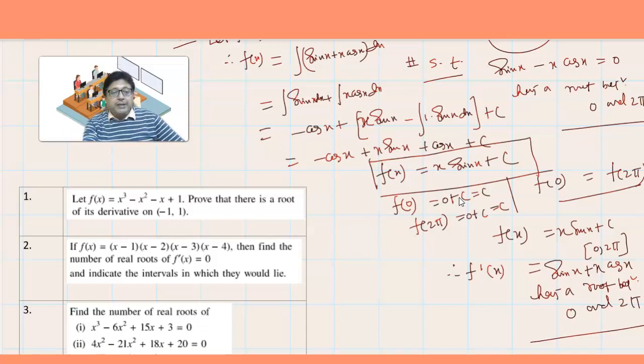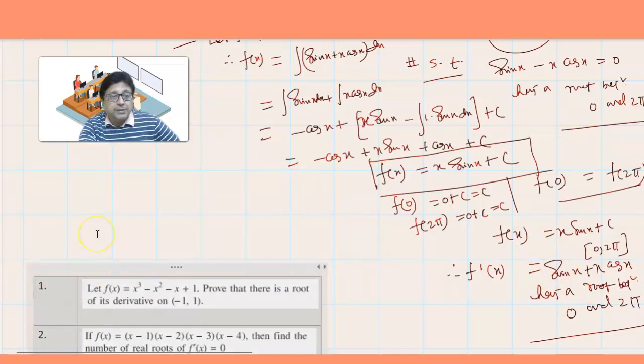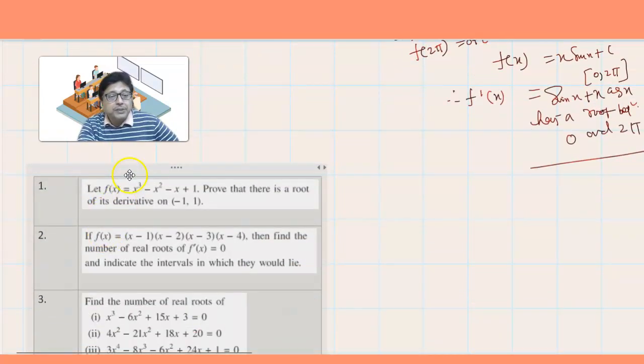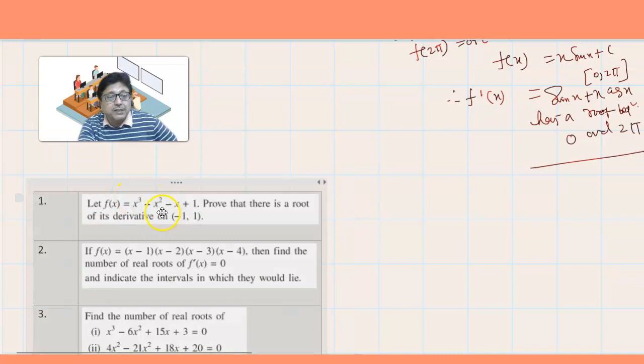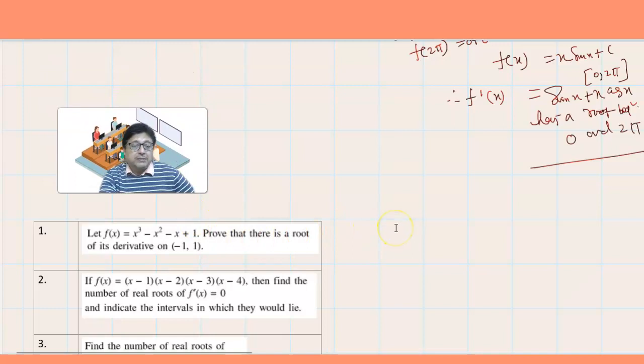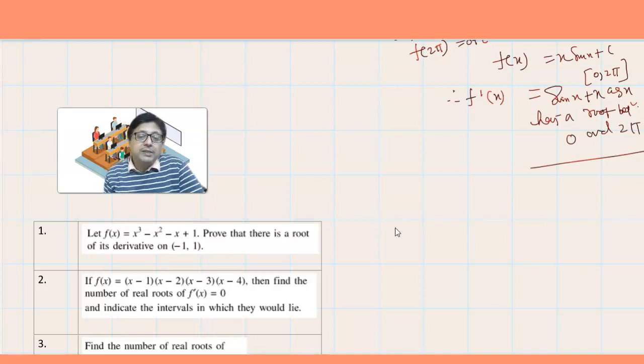Now let us start solving a few more questions based on the concept we have just learned from Rolle's theorem. For this one, suppose they have asked you to prove that for the function f(x) equal to x cube minus x square minus x plus 1, there is a root of its derivative on the interval minus 1 to 1. So this is a comparatively easier question. They are telling the function and they are asking about its derivative. So we will work on this first.